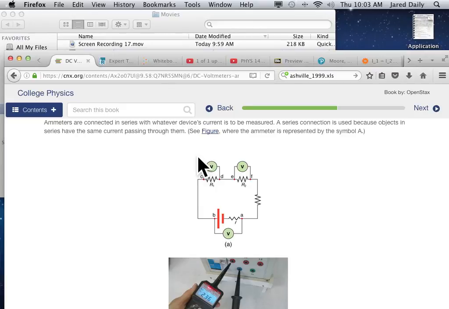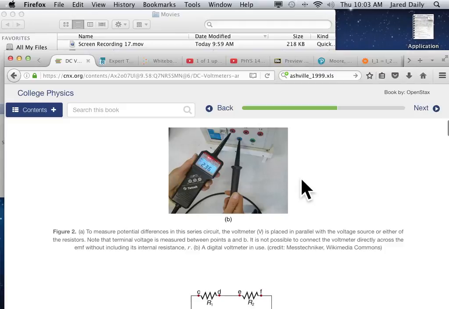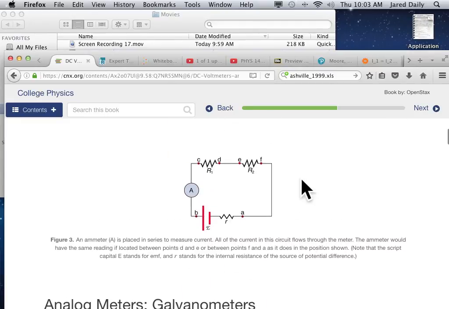That's important because if current goes through the voltmeter, less current is going to go through the resistor you're trying to measure the voltage across. And that will change the voltage across the resistor. So you want a really high resistance voltmeter that's not going to affect the circuit very much. You don't want it to change what's going on in the circuit because you want to know exactly what that voltage is. So voltmeters have high resistance, and that's what you need to know.